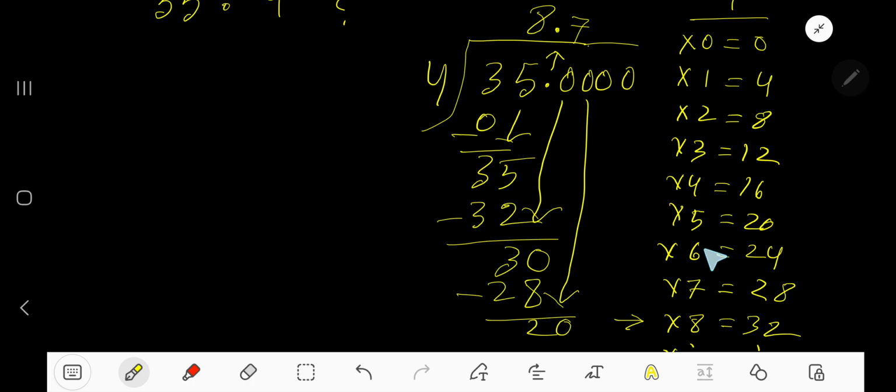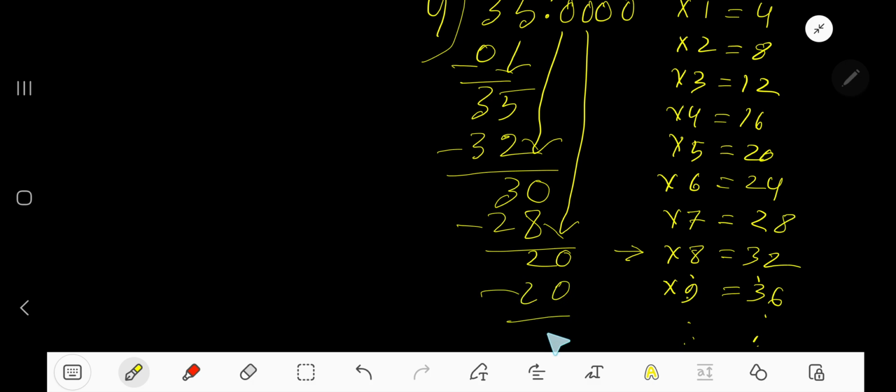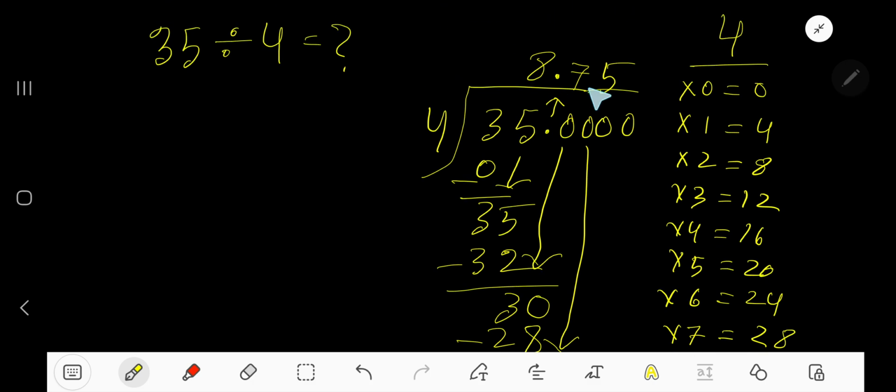Now you have 20. 4 goes into 20 how many times? 5 times. 5 times 4 is 20. Subtract, you get 0. So our answer is 8.75.